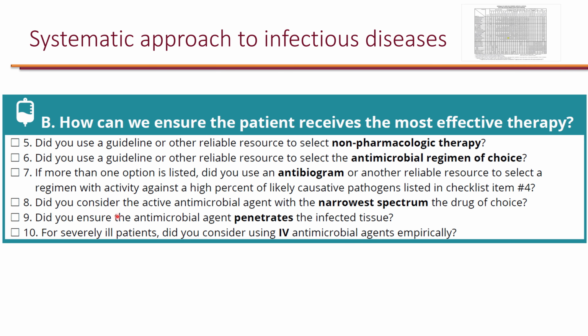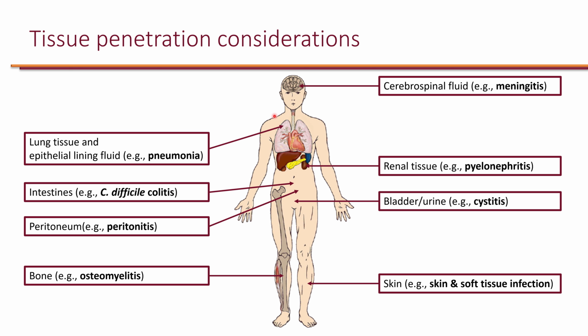Now, the next thing to consider is, did you consider the active antimicrobial agents with the narrowest spectrum, the drug of choice? So in general, we want to avoid broad spectrum and focus on narrowest spectrum possible, and we'll talk about that on a later lecture. And penetration is also important. So depending on the type of infection you're treating, you want to make sure that the antimicrobial agent actually penetrates to the site. And here's what it means.